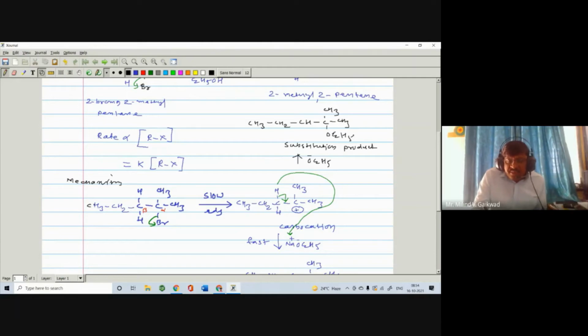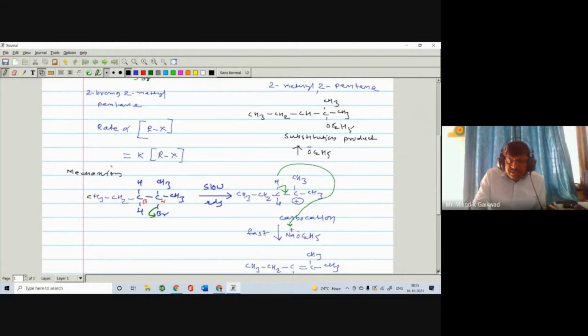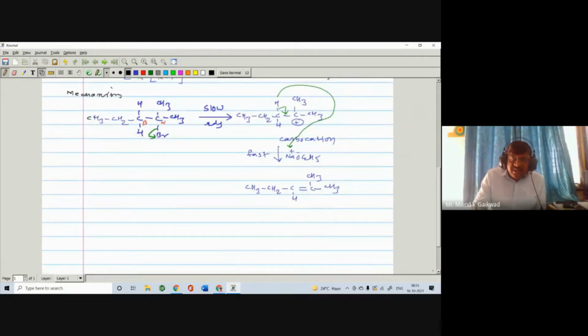Again, look here, there is a formation of carbocation, and if the structure permits, it may also undergo a rearrangement reaction to give a more stable carbocation. It is called the Wagner-Meerwein rearrangement reaction, and it also gives the corresponding elimination product. So even if you write this mechanism, it also works.